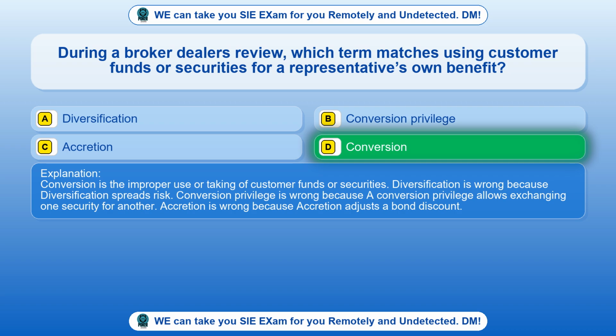Diversification is wrong because diversification spreads risk. Conversion privilege is wrong because a conversion privilege allows exchanging one security for another. Accretion is wrong because accretion adjusts a bond discount.